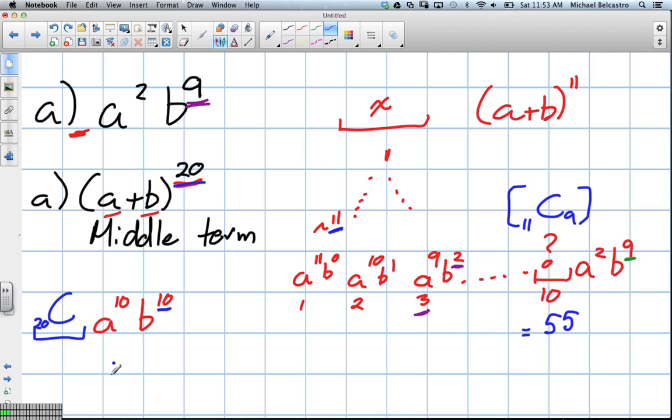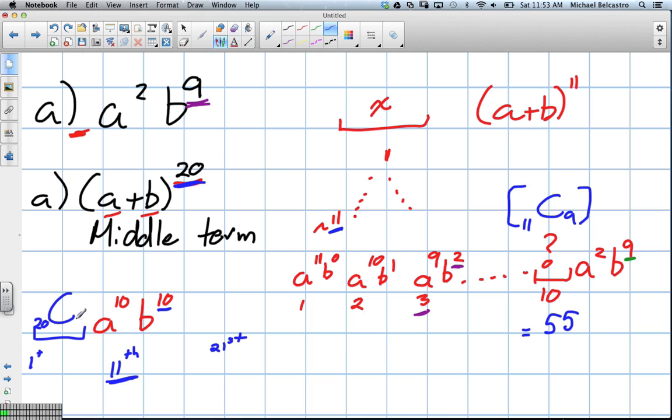So it would actually be the 11th term, which makes sense because how many terms are in this? 21. All right. So we'd have the first term, and then we'd have the 21st term. So the middle term would be the 11th. So that helps us find out what number term it is.